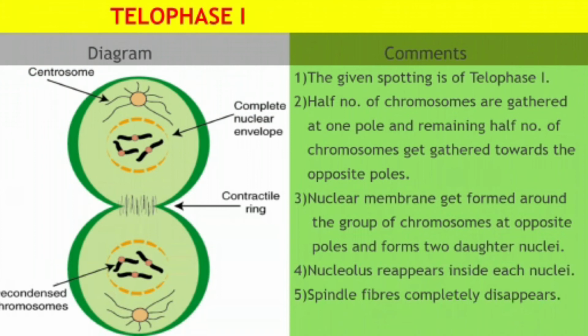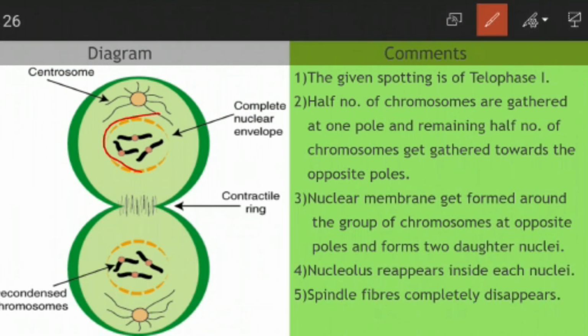How will you identify this? This is the diagram for telophase, when there is formation of two nuclei. When two nuclei are formed from one nucleus, that is nothing but telophase. Okay, this is your identification. What will you write? What is your first point?